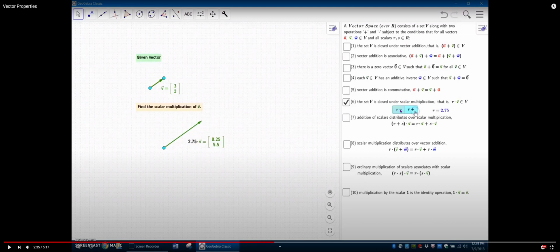So if you have a vector v to start off with, and then you multiply it by a scalar, notice the condition is that the vector v, green v, is to start off with in the vector space, and you're multiplying it by a scalar. And the scalar multiplication over here results in something that remains in the vector space.